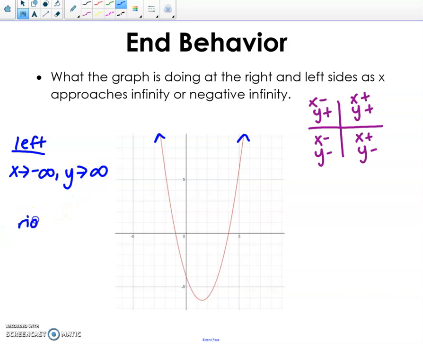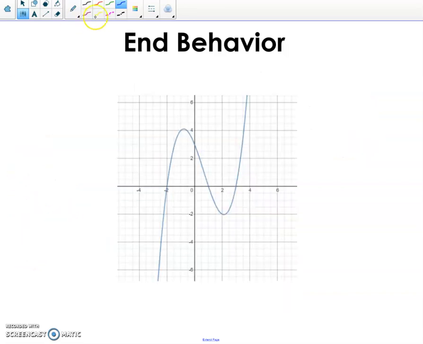For the right end, that's going to correspond to the first quadrant, and x and y are both going to be positive here. So we'll say as x approaches +infinity, y approaches +infinity. So as x gets more and more large, y is also getting more and more large. Okay, for this end behavior, again, we have two ends, the left end and the right end.